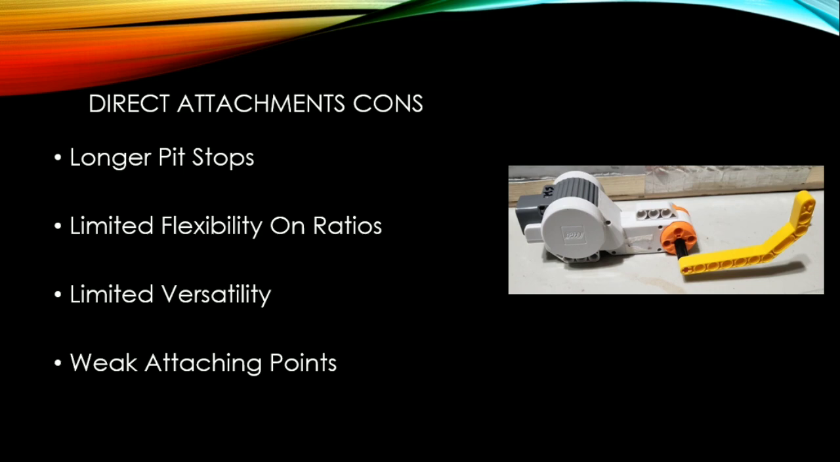And then lastly, one that a lot of teams experience when they use direct attachments, mainly when building big attachments, is weak attaching points. A lot of times with the direct attachment, you have weak attaching points when you directly attach it to your motor, because it takes a lot of time to run an axle all the way through a direct motor. A lot of times teams use snaps for the direct connections, and those are definitely weaker. So teams have a problem with weak attaching points when they're using direct attachments. So that's the last con to that.